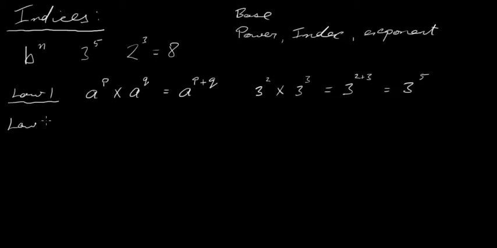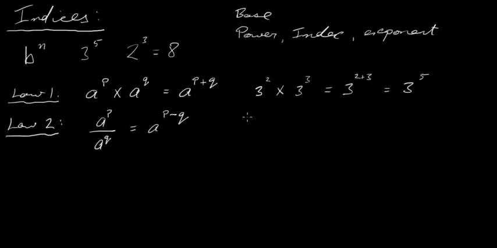Law number 2. Law number 2 then just states that if you have, say, a to the power of p and you divide by a to the power of q, that will give you a to the power of p minus q. So in this case you subtract the powers. Again, you have the same base here. The base is a, the base is a, the base must be the same. The powers again can be the same or they can be different, but you must subtract the powers. It's the top power minus the bottom power.